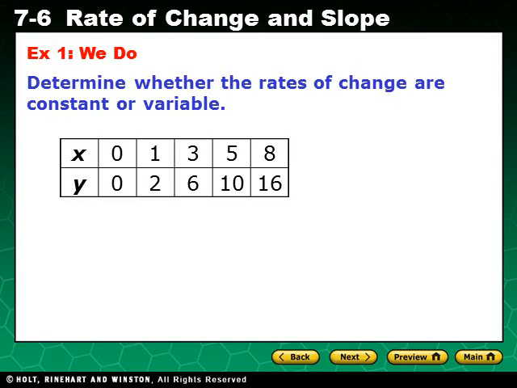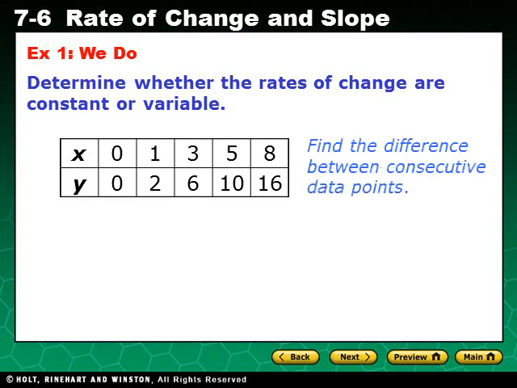Example 1, we do. Determine whether the rates of change are constant or variable. So like I did before, find the difference between each one of these sides. Go ahead. Subtract 1 minus 0, 3 minus 1, 5 minus 3, 8 minus 5, and so on for both sides. Okay, you should have gotten 1, 2, 2, 3, 2, 4, 4, and 6.